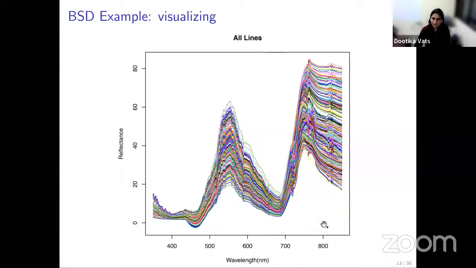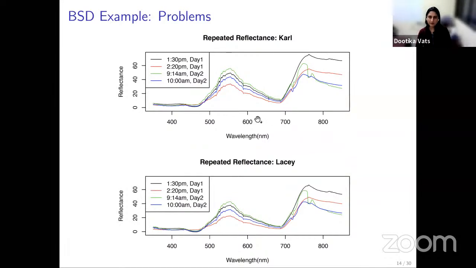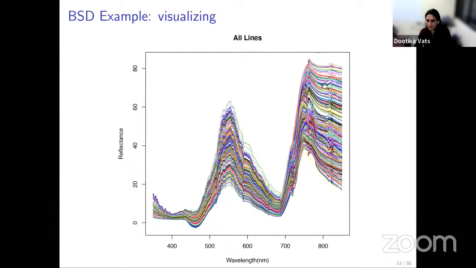Okay. Now our goal is to find a wavelength on the x-axis. If we were to draw a vertical line anywhere on this x-axis, can we figure out which of those vertical lines will help us pick out a species of barley from another?